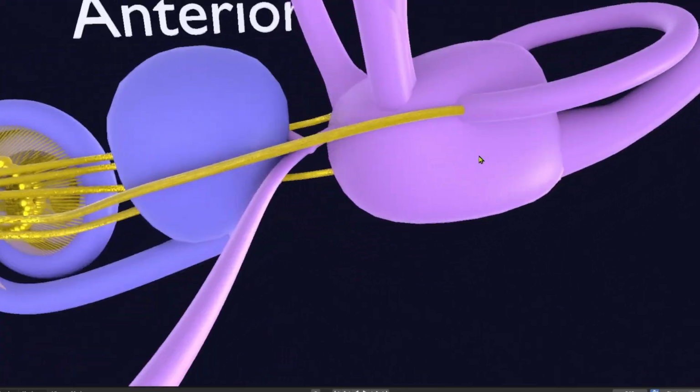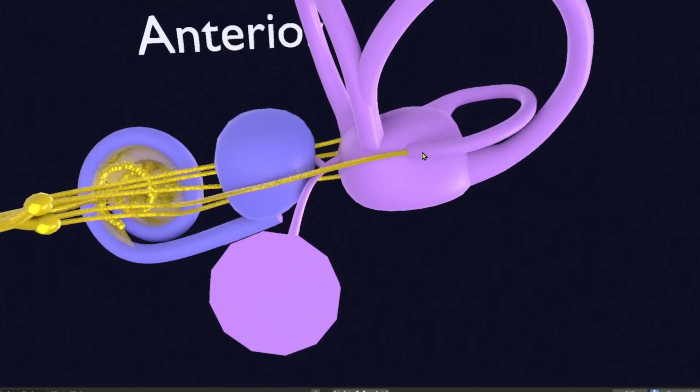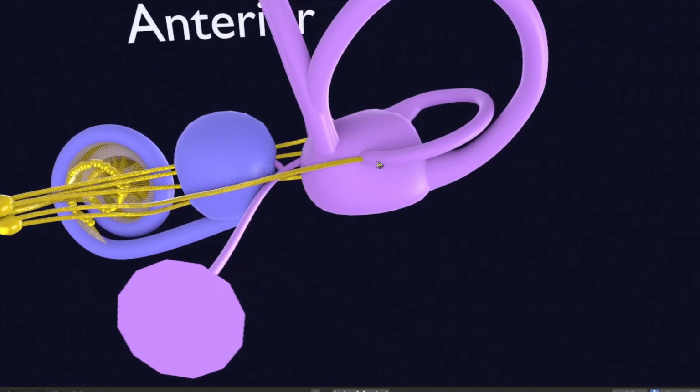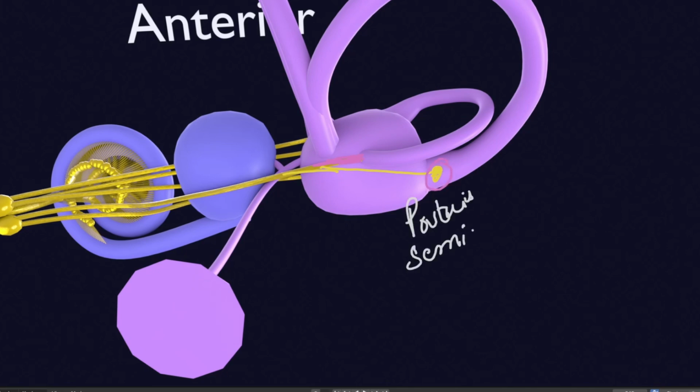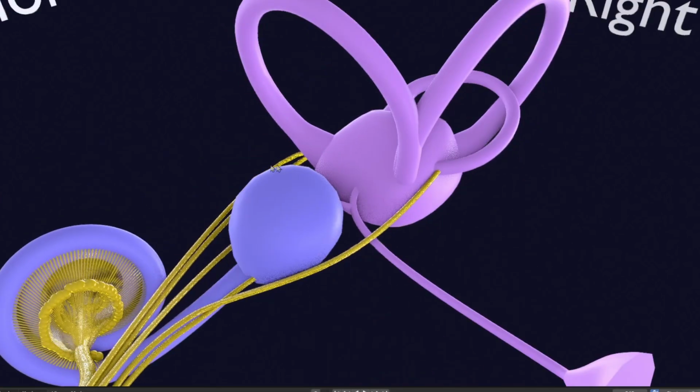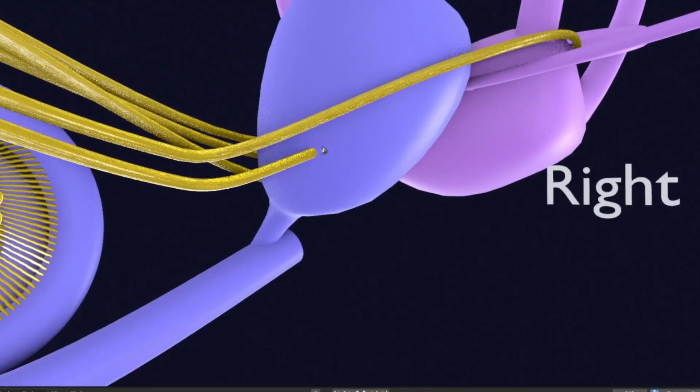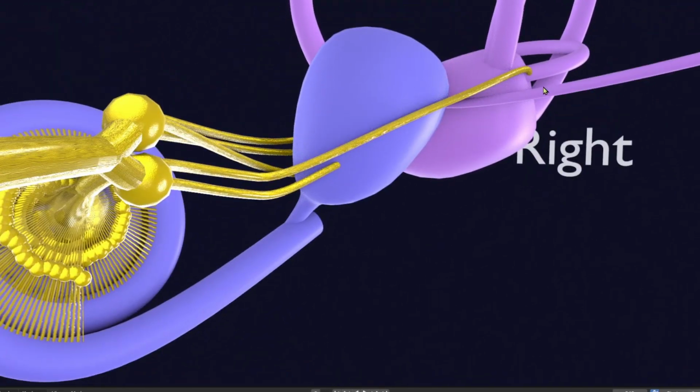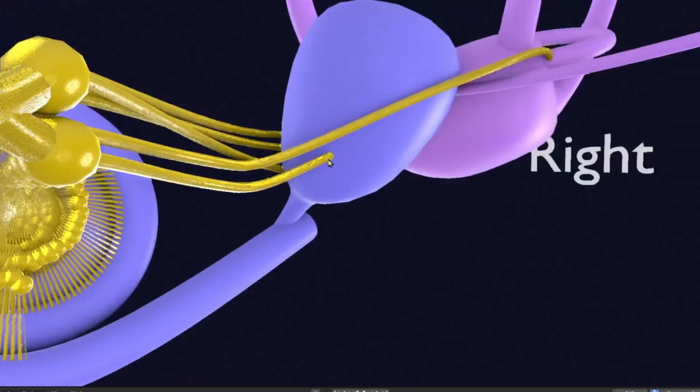I think it's labeled wrong. It is taking the sensory information from the posterior one. Please correct that, I'm so sorry. It has been drawn in a wrong way. It should be here, not here. So the inferior one is taking sensory information from the posterior semicircular canal, number one, and number two, it is also taking sensory information from the saccule. So the inferior one from the posterior semicircular canal as well as the saccule.